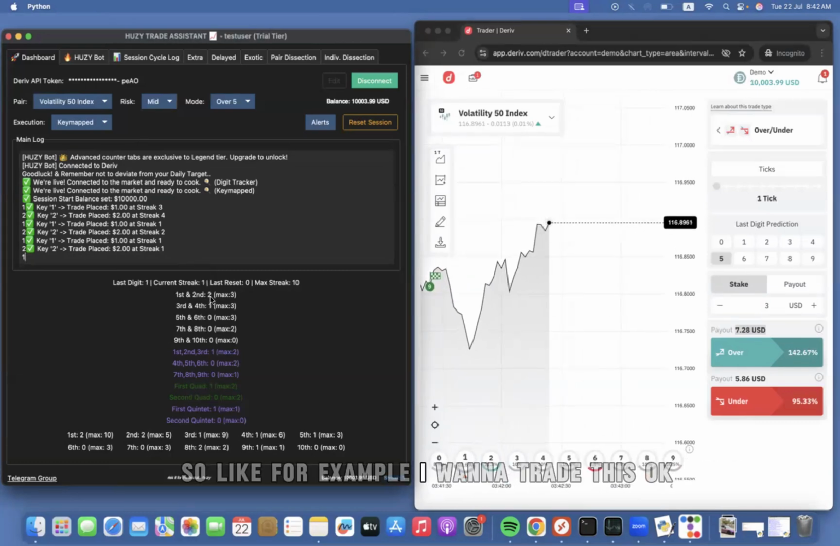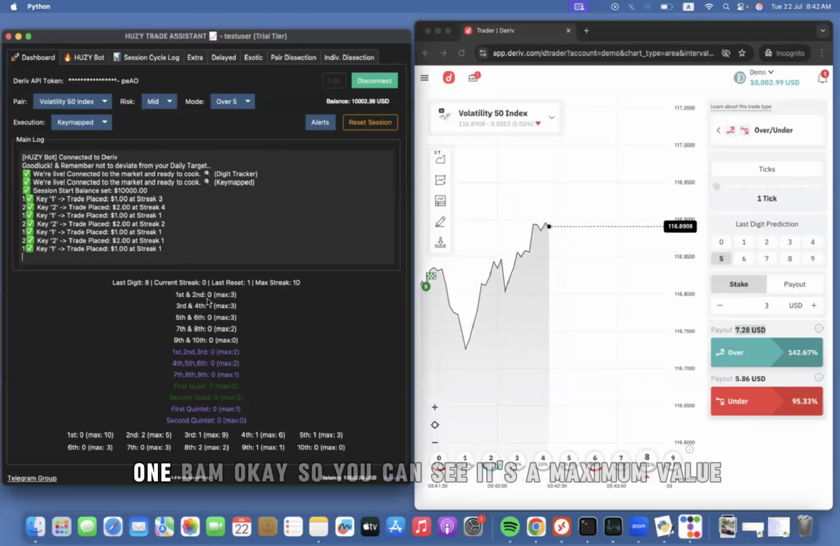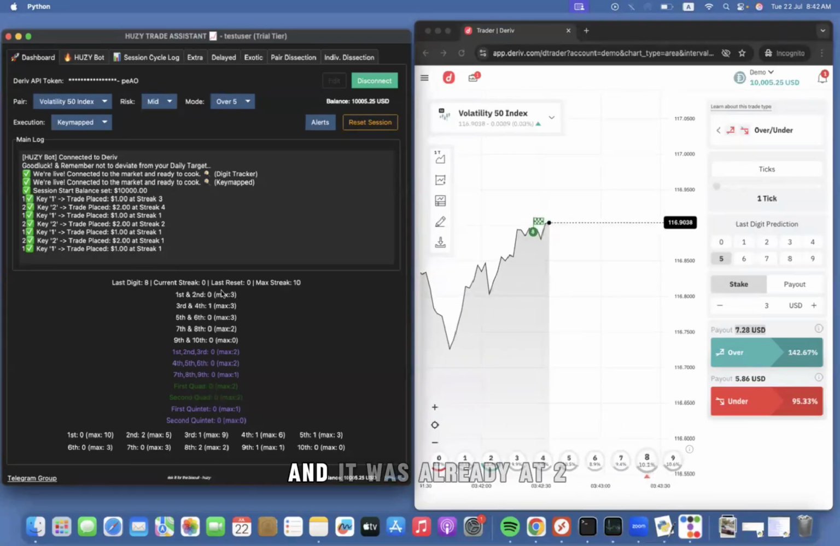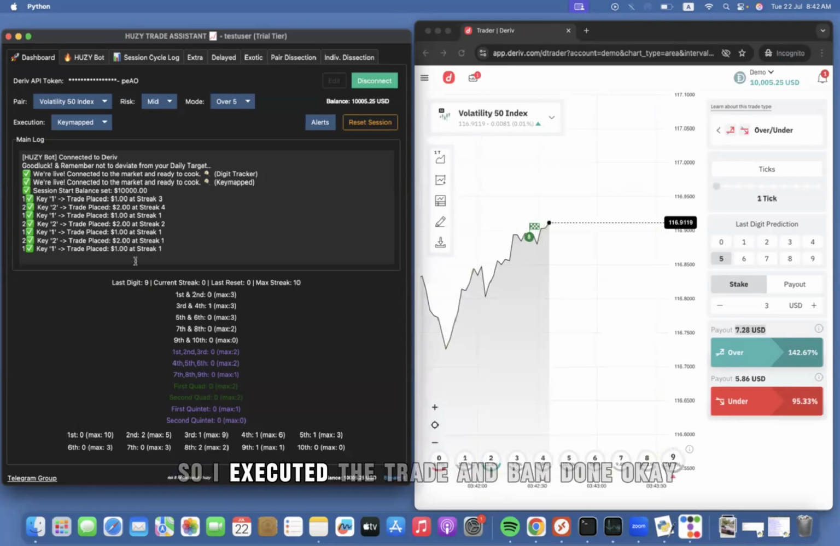So, for example, I want to trade this. One, bam. You can see its maximum value, which was so far observed for this session, was 3, and it was already at 2. So I executed the trade and bam, done.